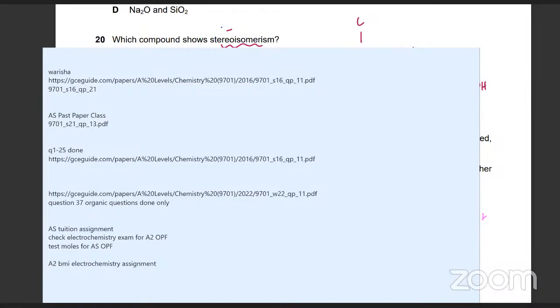Okay, Hafiz. Sir, is it May, June? I mean, it's this one. This is S21 QP13. This one. Okay.